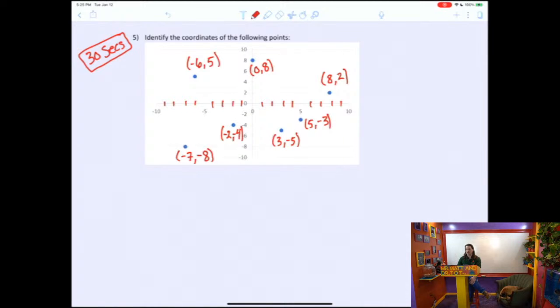Otherwise, let's take a look at question number 6. I'm going to give you 3 minutes. Please determine whether the following scatter plot data represent positive, negative, or no correlation.